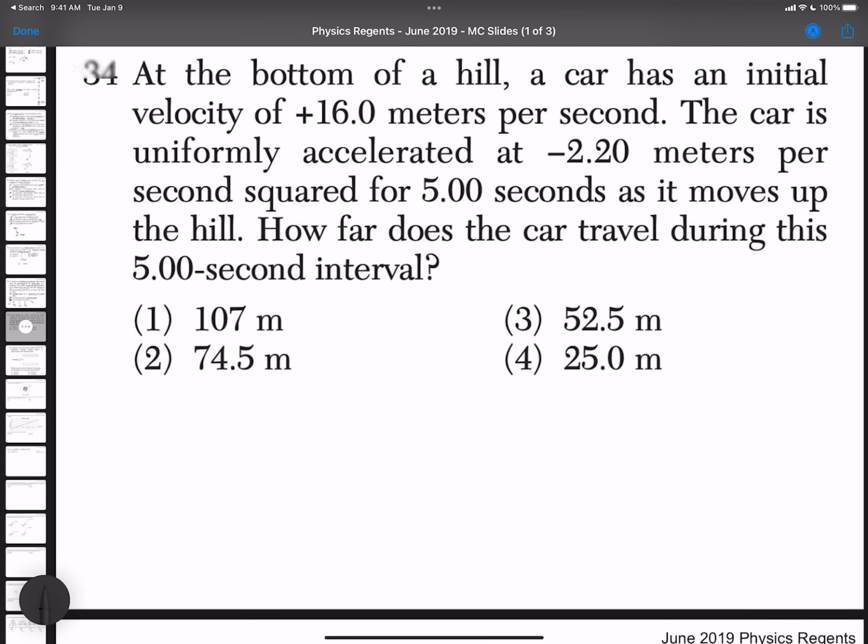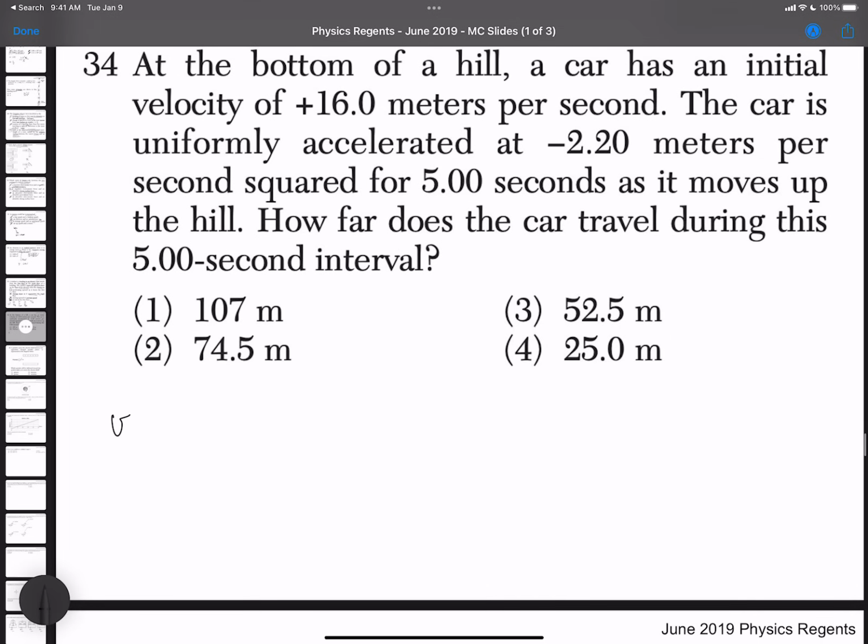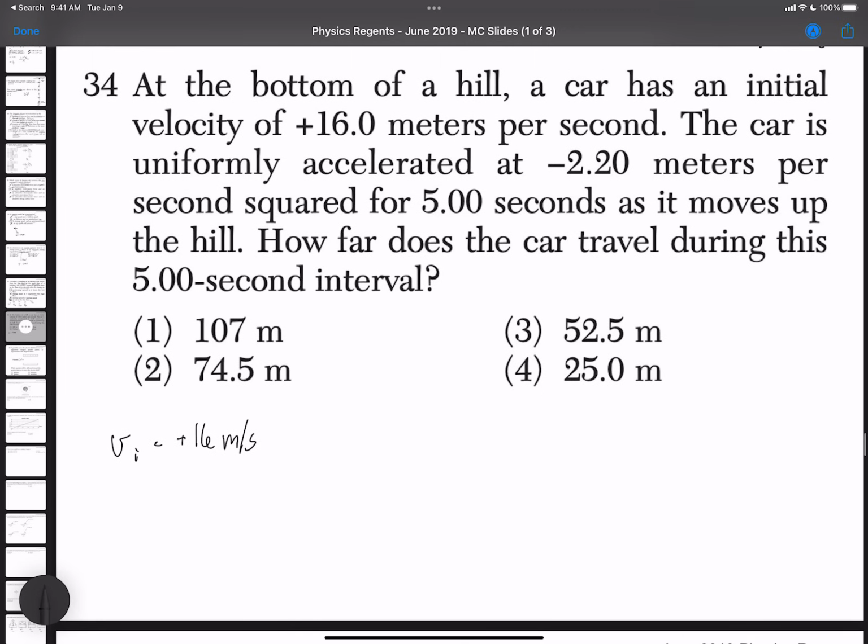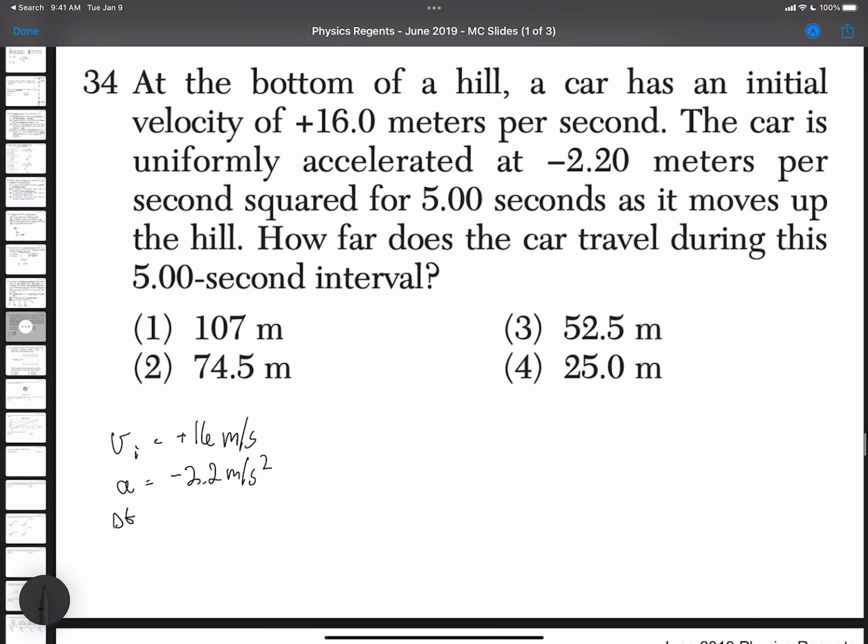All right, question number 34. At the bottom of a hill, a car has an initial velocity of plus 16 meters per second. So you can say V initial equals plus 16 meters per second. The car is uniformly accelerated, so a equals negative 2.2 meters per second squared for 5 seconds. So the amount of time is 5 seconds.